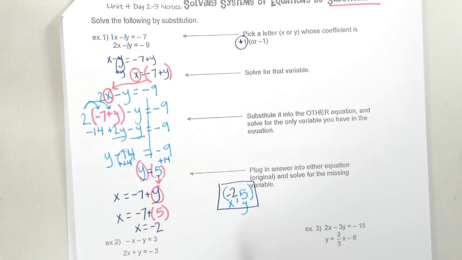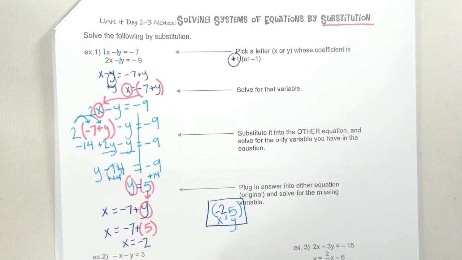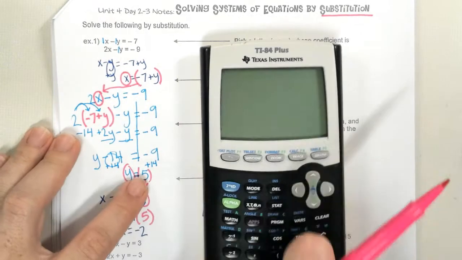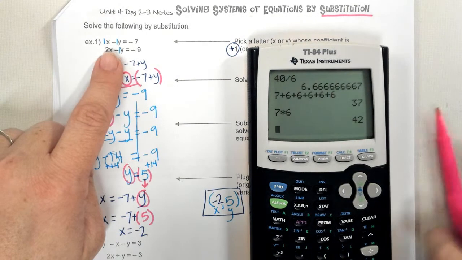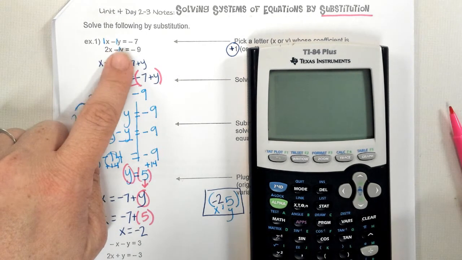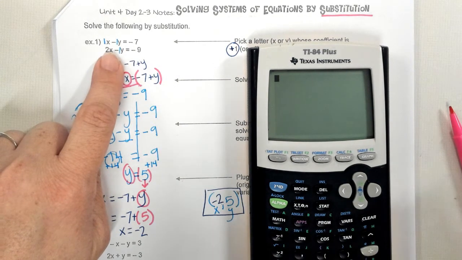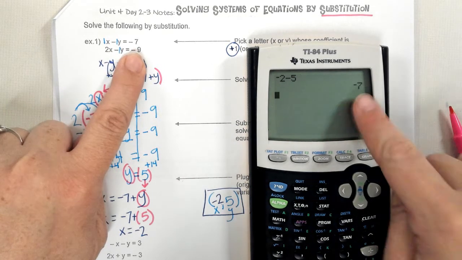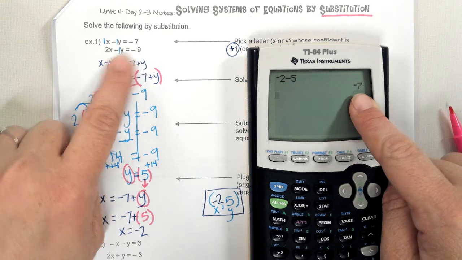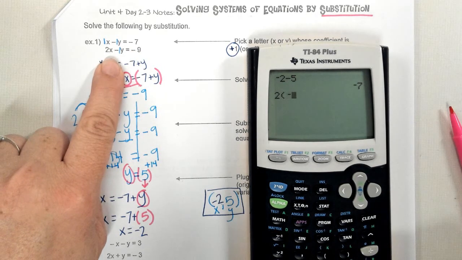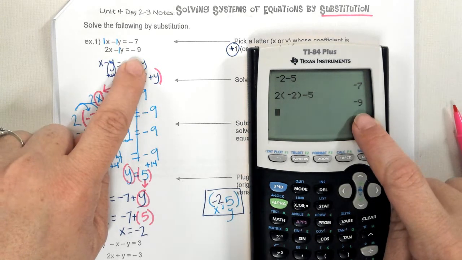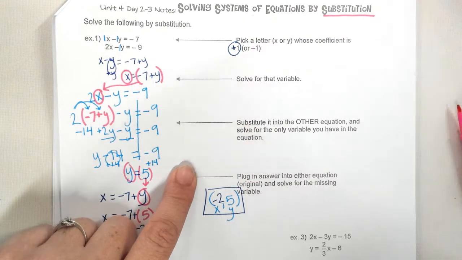Now, can I check my work with this? Yes. And you don't even really have to do any math. You're just going to type it in your calculator. So this first equation is x minus y equals negative 7. So instead of x, I'm going to do negative 2, minus y is 5. And this should equal negative 7. Did it work? Yes. So now I'm going to plug it into the other one. 2 parentheses negative 2, minus y is 5, should equal negative 9. It also worked. Therefore, that is my solution, and I checked my work.